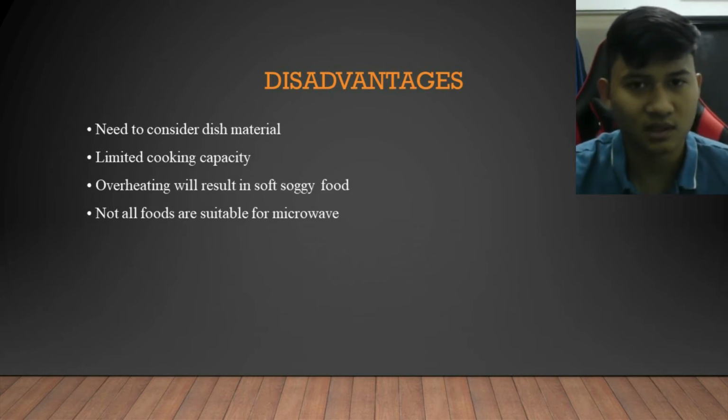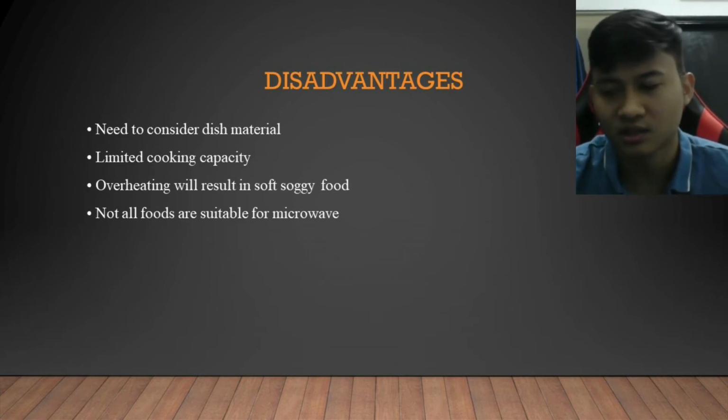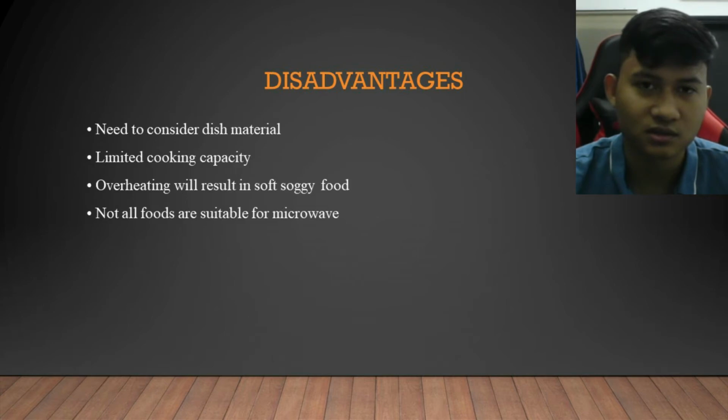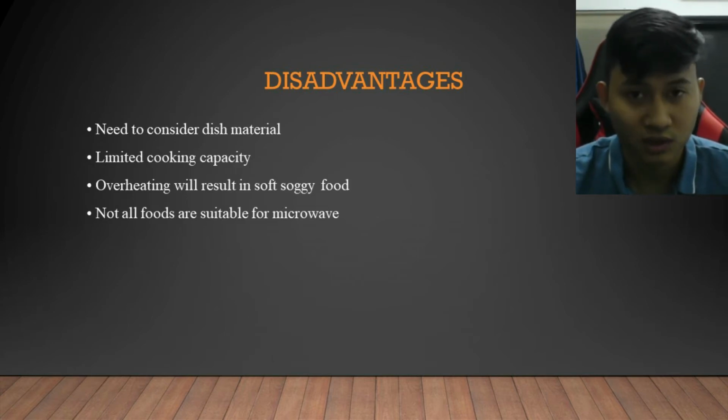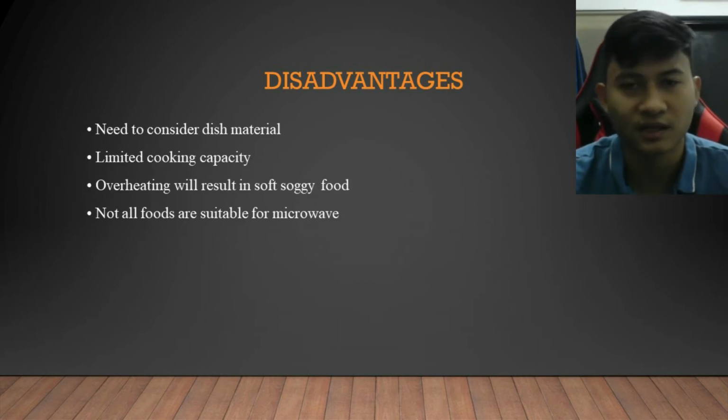The next one, there are some disadvantages. Okay, the first one is we need to consider the dish material. So when we put our food inside the microwave, we need to consider the material of the plate or anything we put our food on. Most of us use plastic containers to put our food. So the container must be certified for microwave oven use, so that when we heat our foods, the dishes will not melt or have a chemical reaction with our food. So it will affect our life, our health.